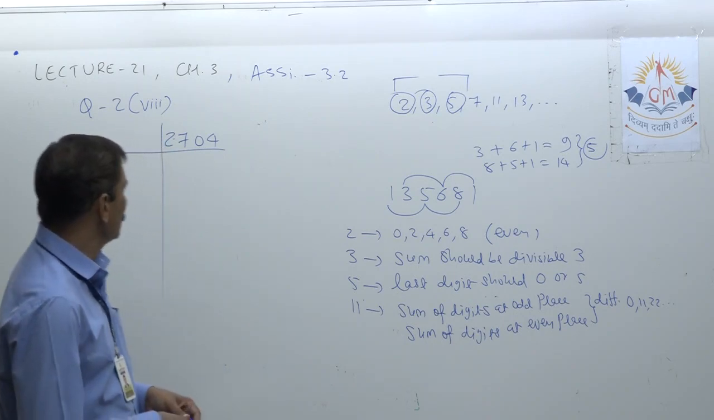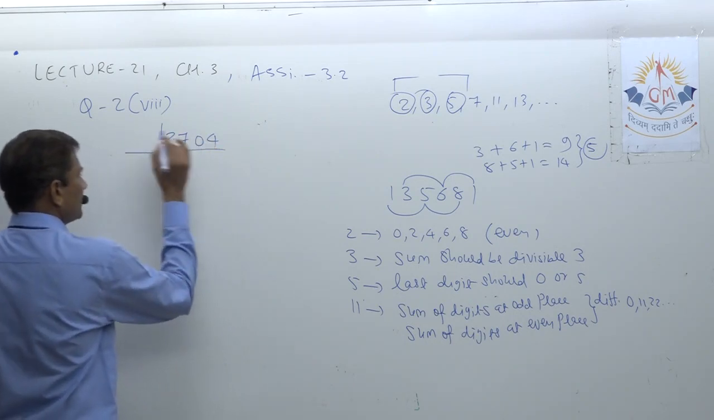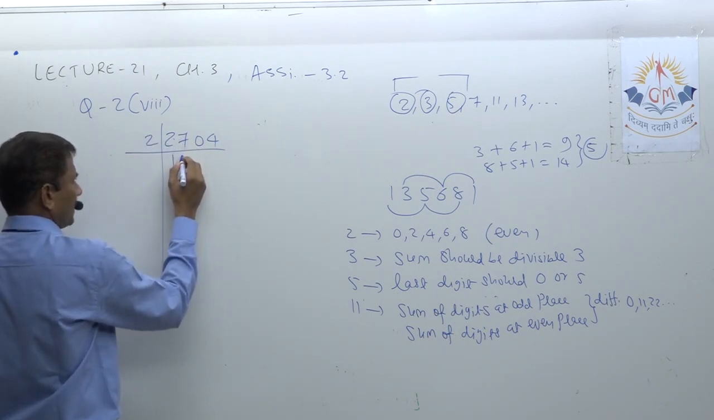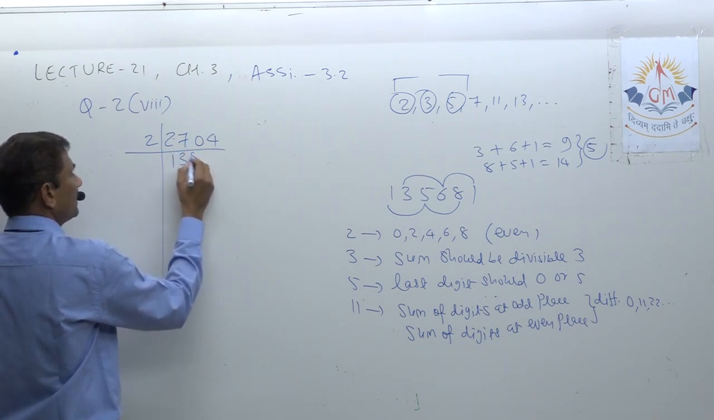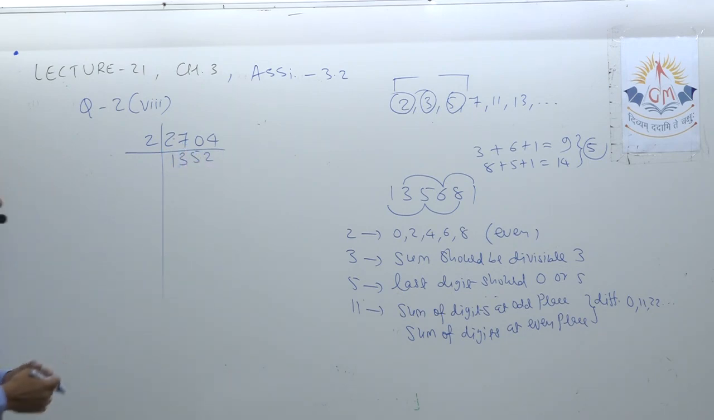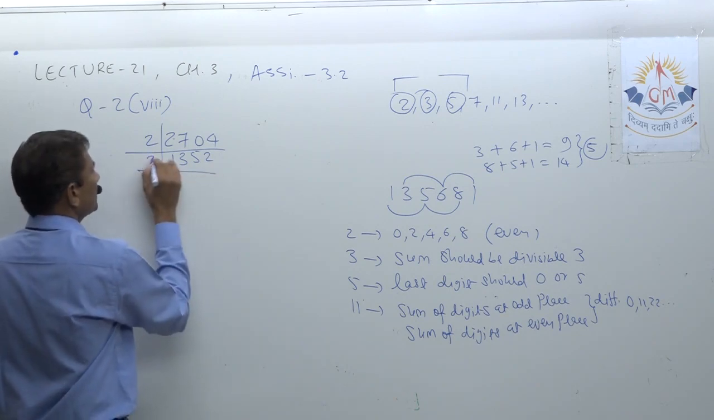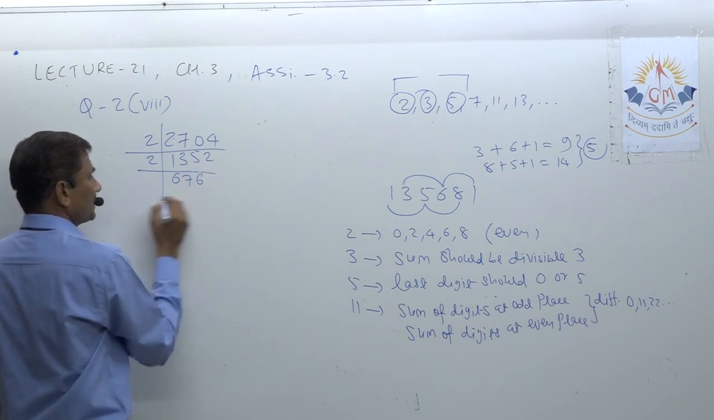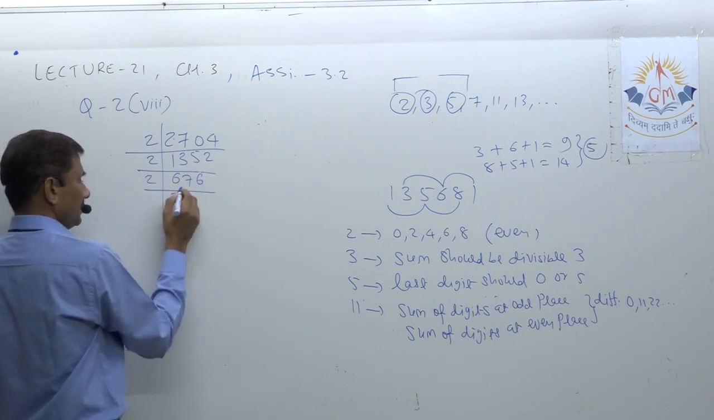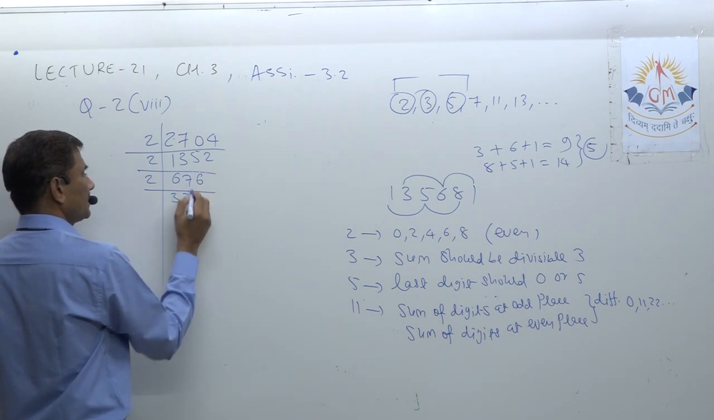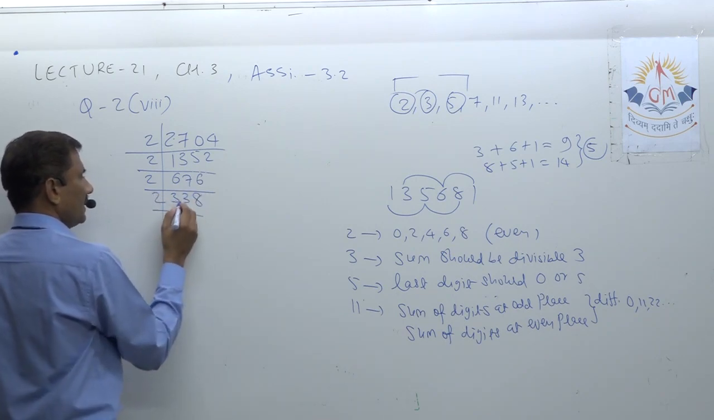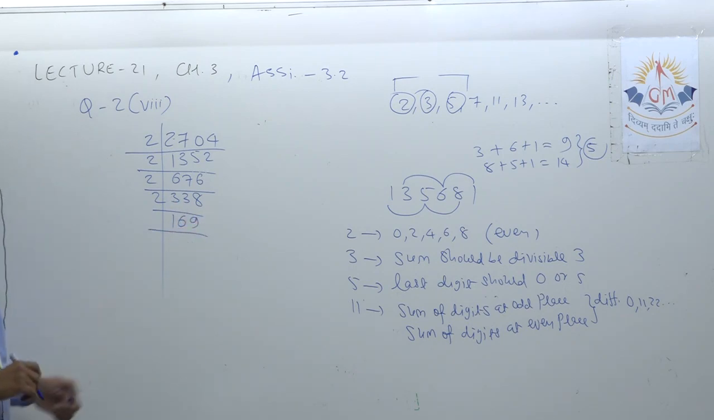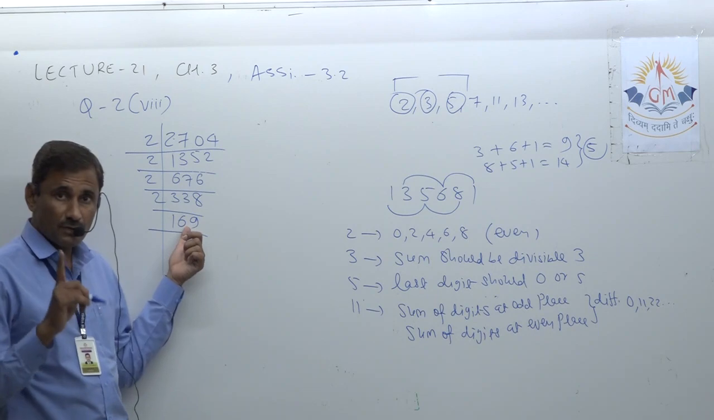Now it is even, so I try by 2 only. 2 1s are 2, 2 3s are 6, 2 5s are 10, 2. Again it is even, so divisible by 2. 2 6s are 12, 2 7s are 14, 2 6s are 12. Again it is even, 2 3s are 6, again 2 3s are 6, 2 8s are 16. Again 2 1s are 2, 2 6s are 12, 2 9s are 18. Now you know this is the square of 13.